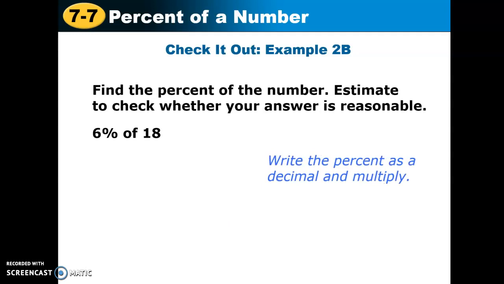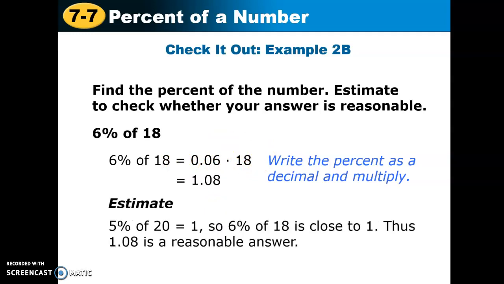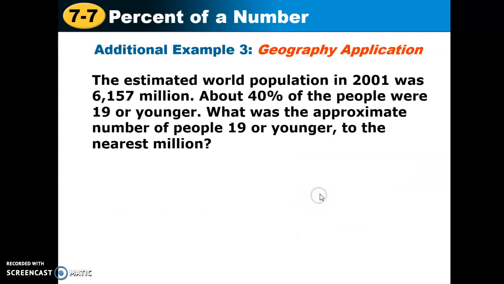Okay, 6% of 18. We're going to move our decimal 2 spots to the left once again, and we get 0.06 times 18. When we multiply those together, we get 1.8. And that seems about right because 5% of 20 is 1, which goes back to that whole 1/5 that we talked about, remember? So we're pretty close. So we're probably in good shape as long as we did our multiplication correctly.